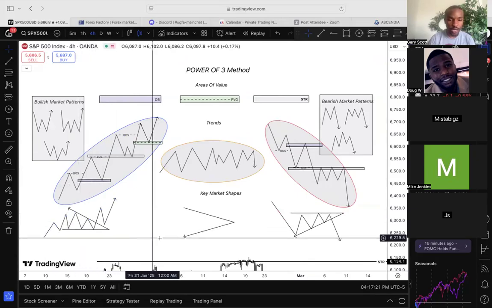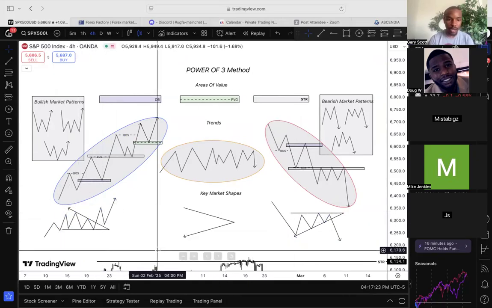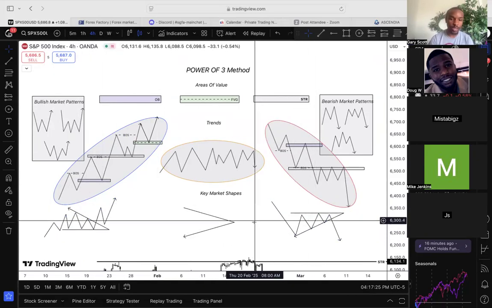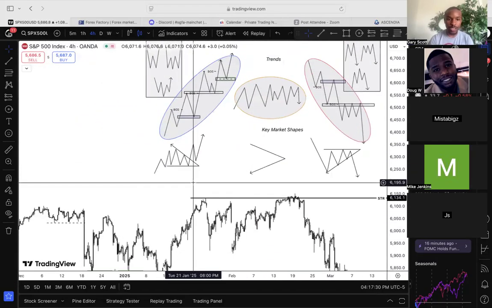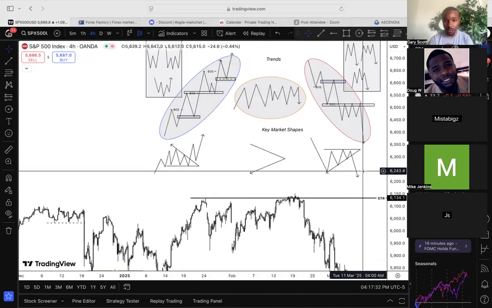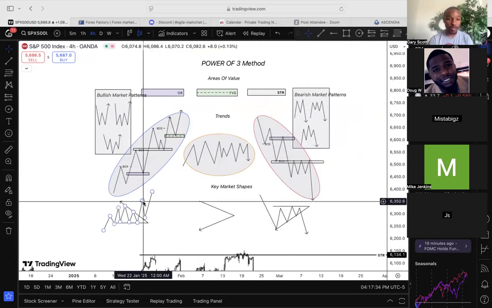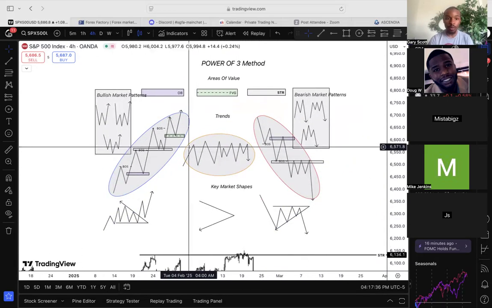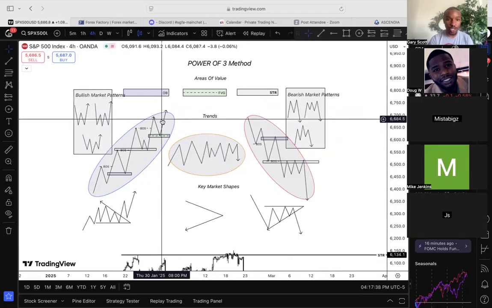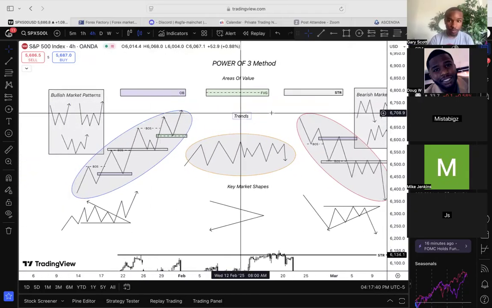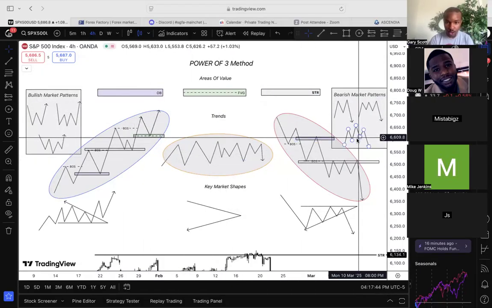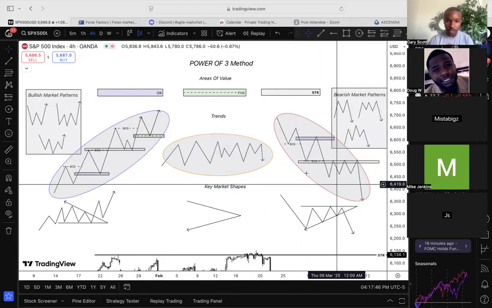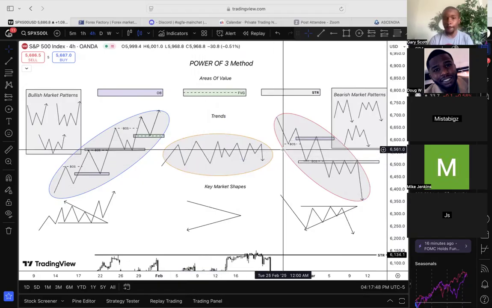The only thing that we did not see in the market, that we possibly could see eventually, is the market shapes. And that's okay. Sometimes they come, sometimes they don't, but you will often see these bullish market patterns and these bearish market patterns, these areas of value and these trends: uptrend, downtrend, sideways moving market.